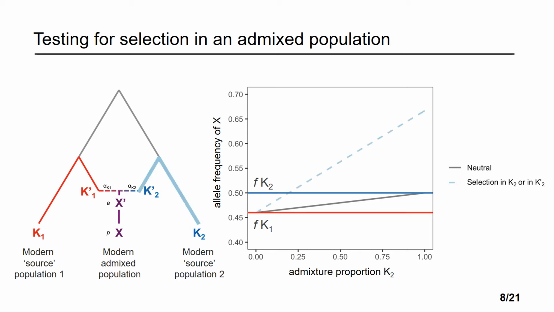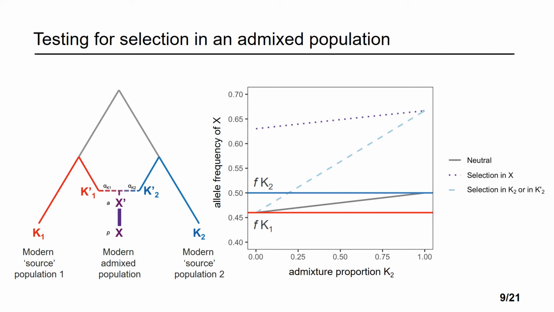In contrast, if there is selection in population K2, then individuals with 100% K2 ancestry will have a large shift away from the allele frequency of K2, here shown as a dashed blue line. And instead, if selection was post-admixture, then we see again a frequency shift from K1 and K2, but this shift is not nearly as correlated with the ancestry proportion from K2, here shown as a dotted purple line.